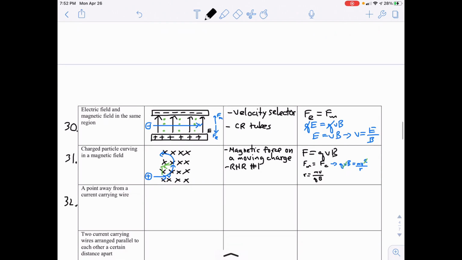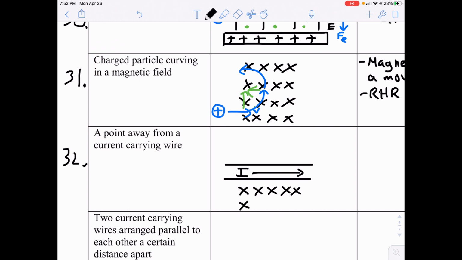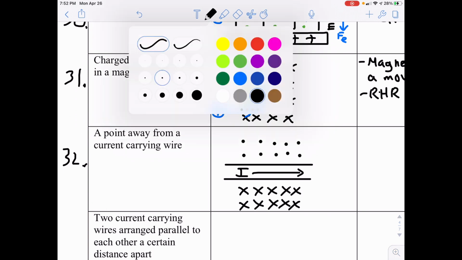Now, in number 32, we have a situation where we have some point away from a current carrying wire. So say we have a current carrying wire, and we're passing electric current, let's say in this direction here. Now that's going to produce a magnetic field that wraps around it. The magnetic field would go into the page below the wire, and it would go out of the page above the wire.